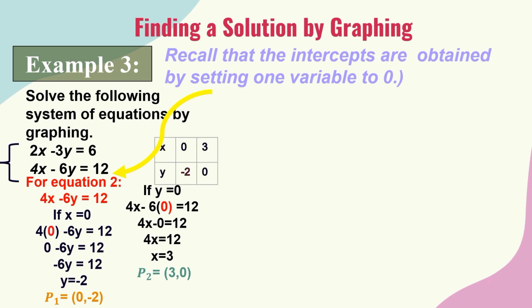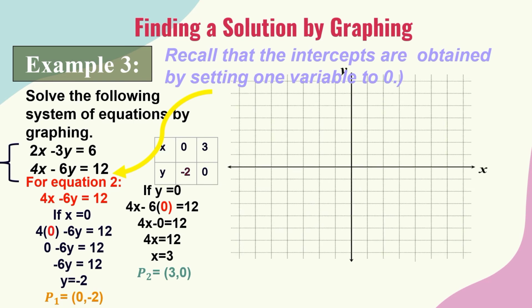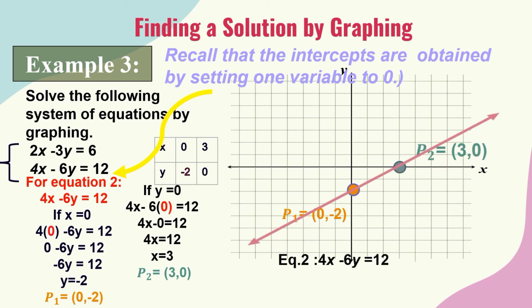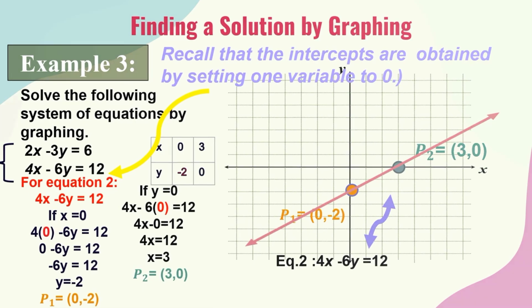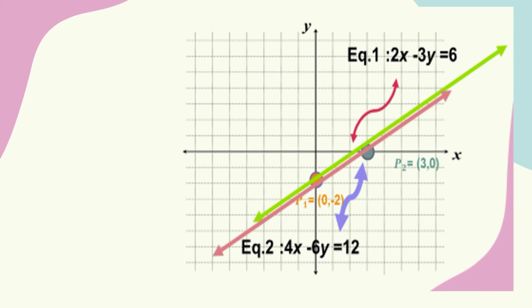Now we have the table as (0, negative 2) and (3, 0). Let us plot the points. In plotting the points, we have the first point as (0, negative 2) and the second point as (3, 0). Then connecting the points using a line, we have now the graph of the equation 4x minus 6y equals 12. We are going to graph the system in one Cartesian plane. The figure will look like this.